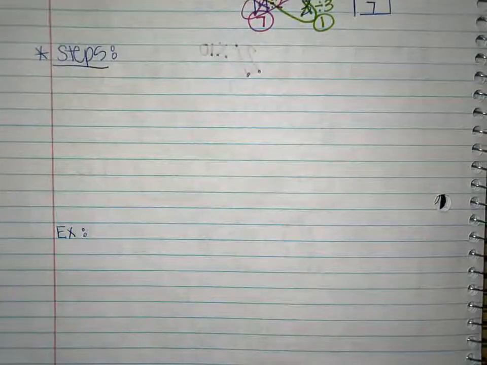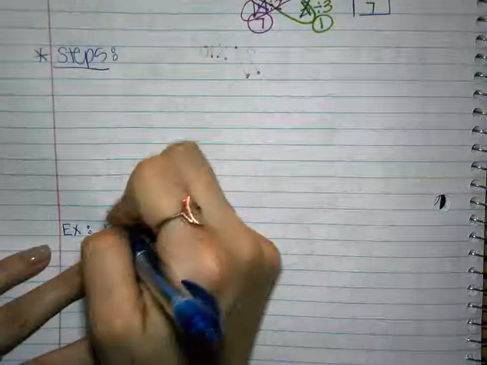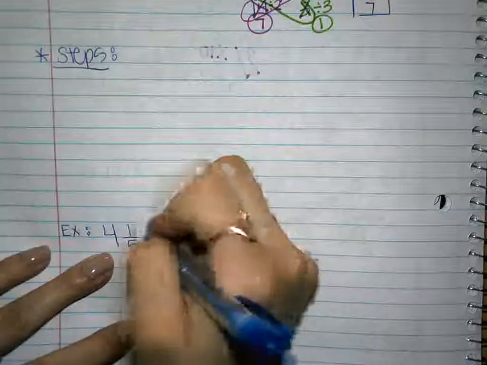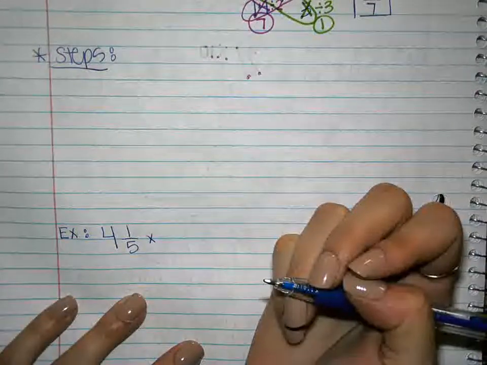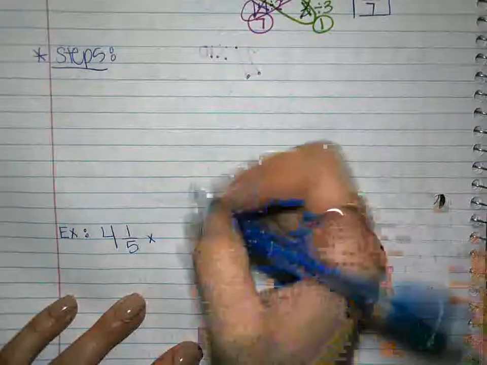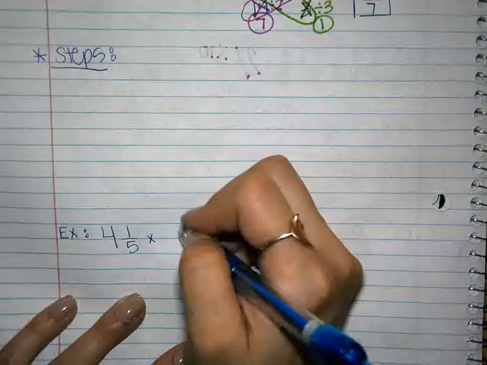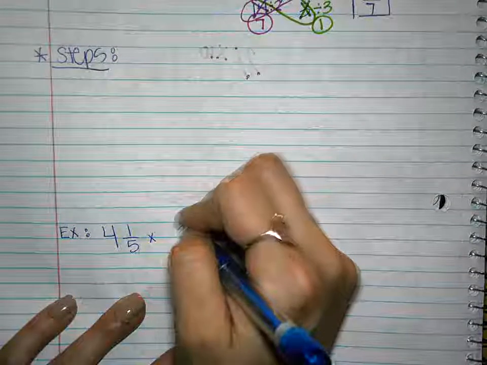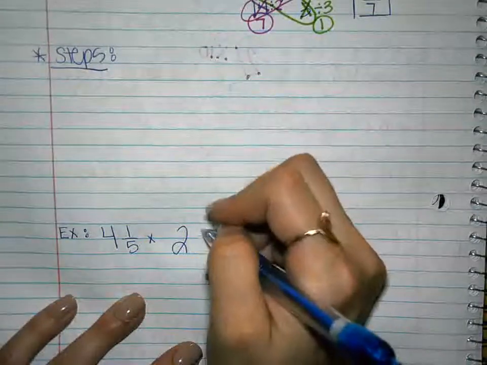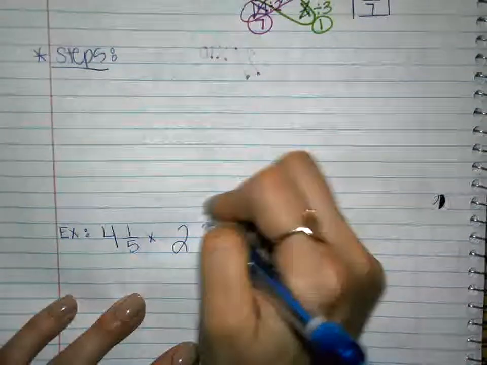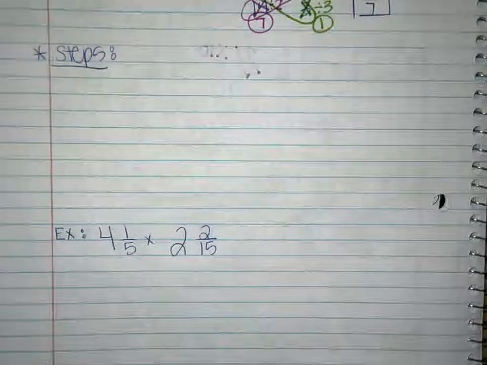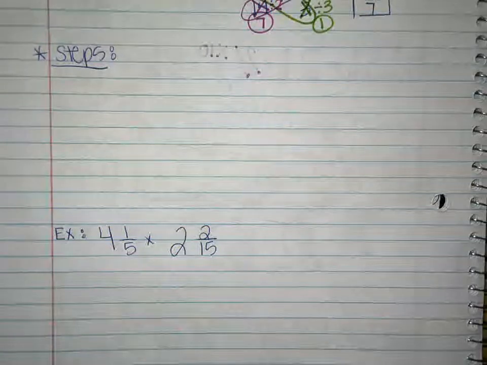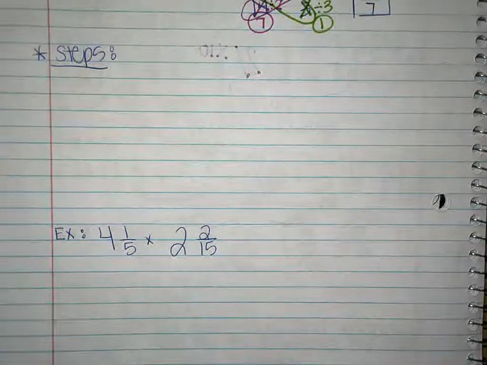We're going to do 4 1/5 times 2 2/15. 4 1/5 times 2 2/15.